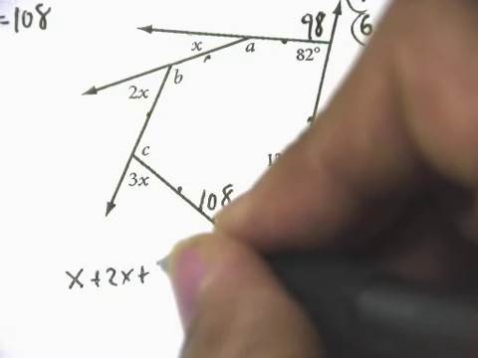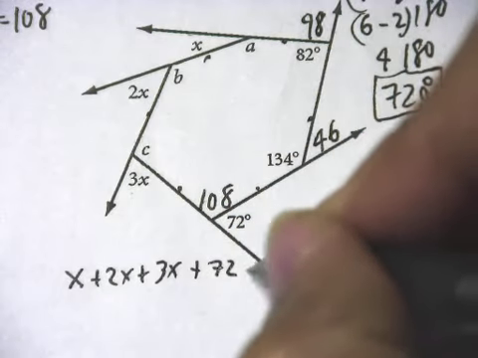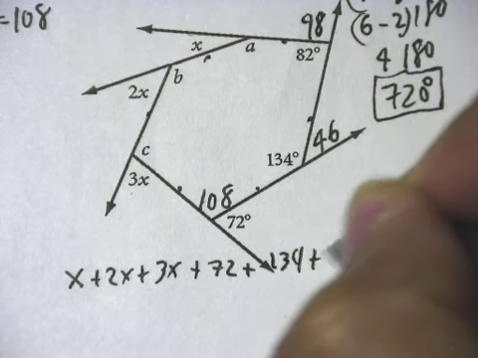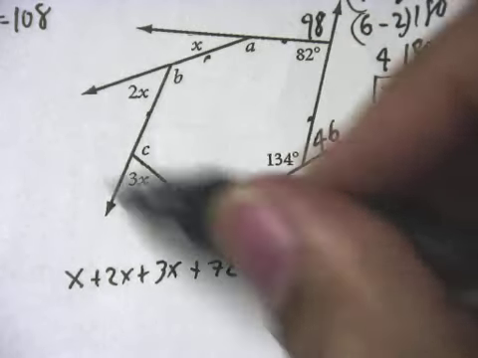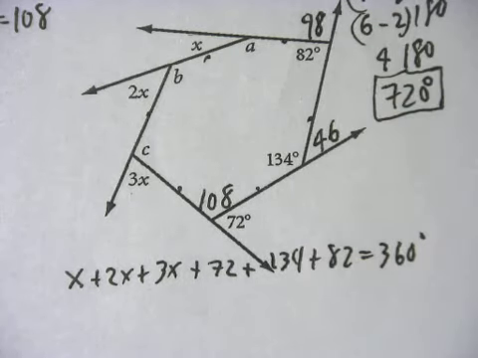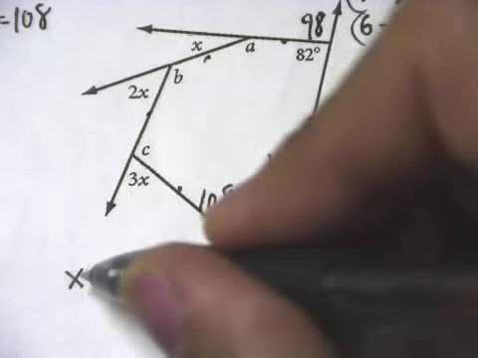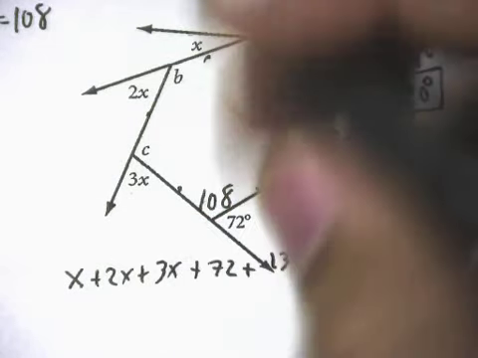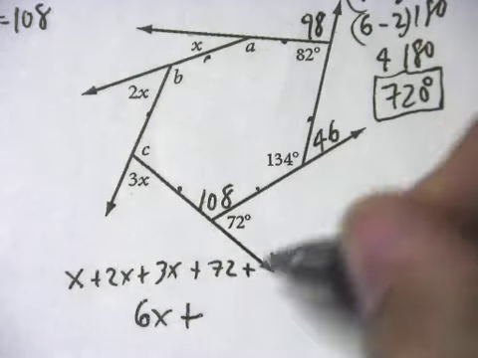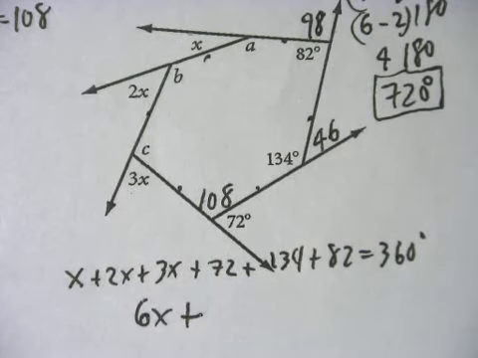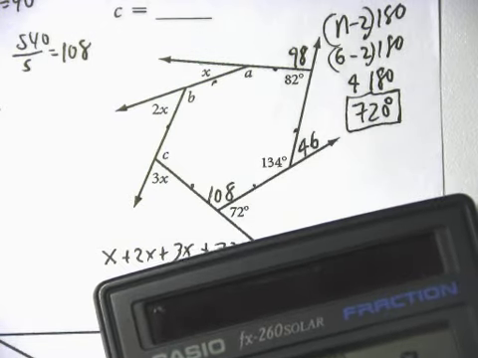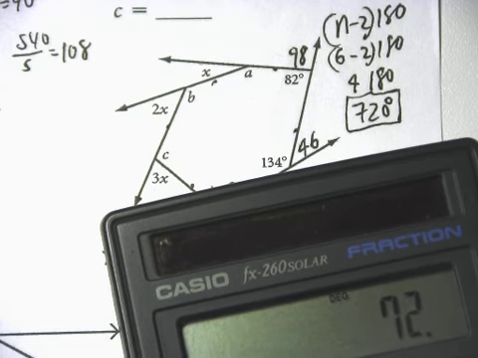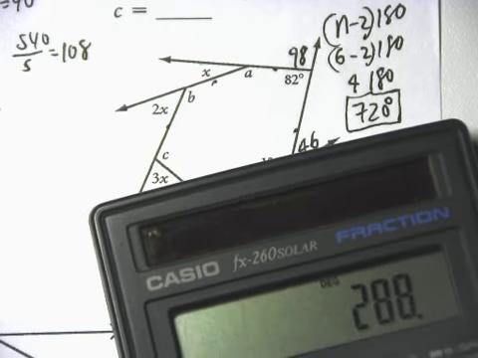So let's take a look here. I know then that x plus 2x plus 3x plus 72 plus 46 plus 98 is equal to 360. So let's try that out. Okay, because on the exterior of any polygon, the angles all add up to 360 degrees. Now let's combine like terms. 1x plus 2x is 3x, 3x plus 3x is 6x. I'm going to add these three together.